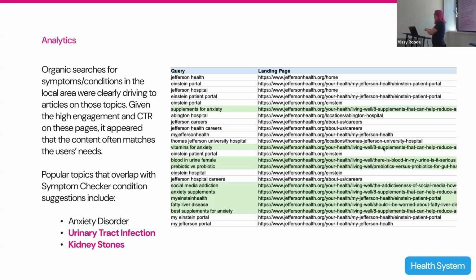And so that's enough information for us right there to start building a path to where we want them to go, which is the symptom checker, because they're very natural candidates for that. And we could also see overlap between things that they were searching for and things that we knew were frequently suggested or recommended by the symptom checker. So again, very clear alignment there.